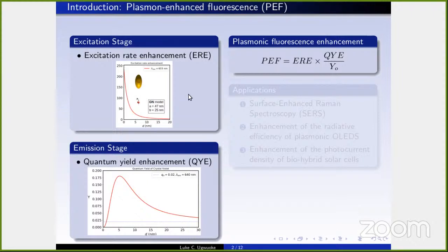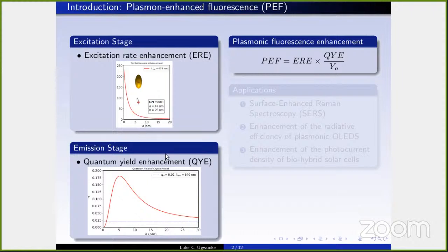excitation rate. This is due to modulation of the optical density of states in the molecule, and this is primarily caused by the scattered field around the surface of the nanostructure. And it's a local field in the sense that it decays with distance. It basically goes to zero at long distances. So it's very localized around the nanoparticle surface.